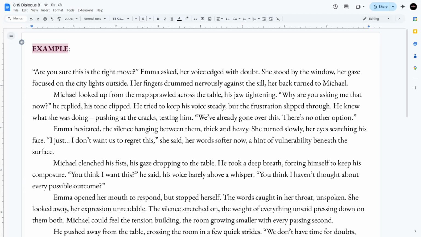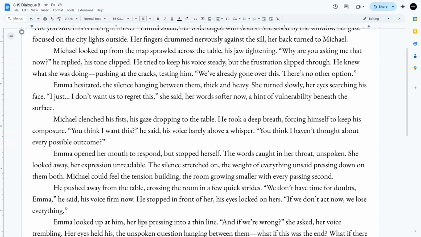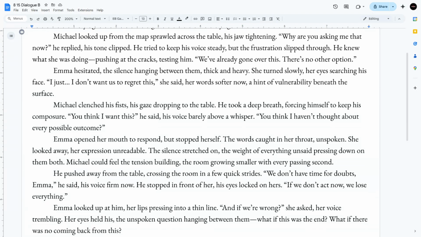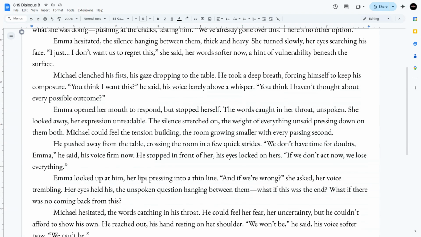She turned slowly, her eyes searching his face. I don't want us to regret this, she said, her words softer now, a hint of vulnerability beneath the surface. Michael clenched his fist, his gaze dropping to the table. He took a deep breath, forcing himself to keep his composure. You think I want this? He said, his voice barely above a whisper. You think I haven't thought about every possible outcome? Emma opened her mouth to respond, but stopped herself. The words caught in her throat, unspoken. She looked away, her expression unreadable. The silence stretched on, the weight of everything unsaid pressing down on them both.